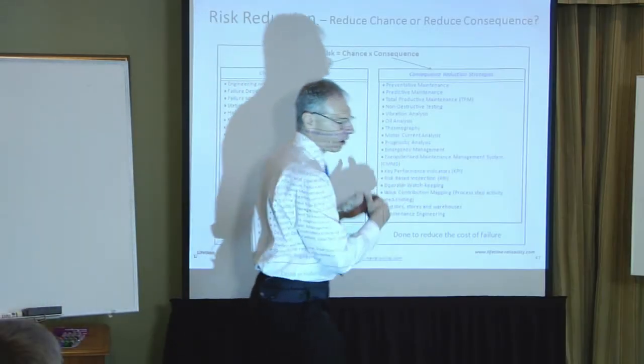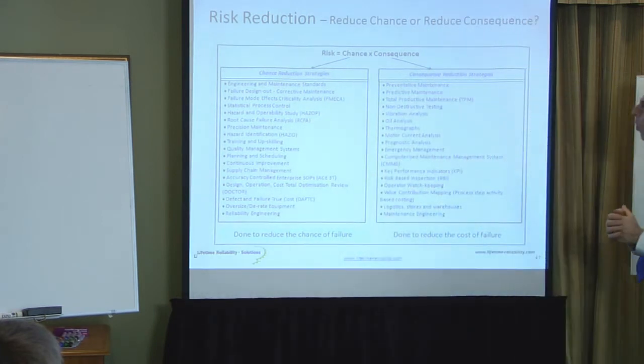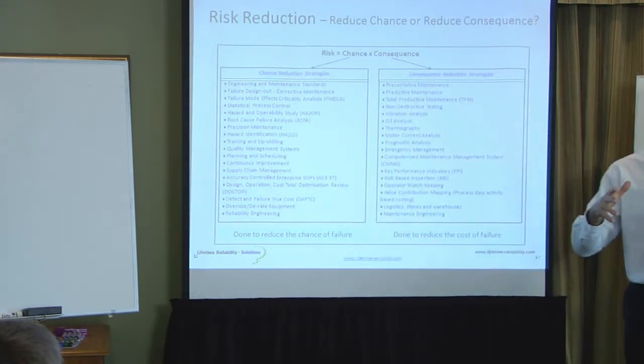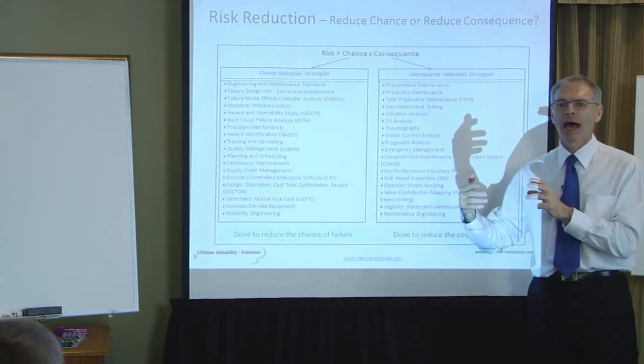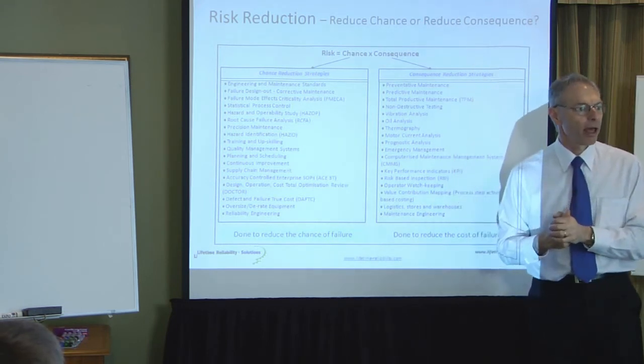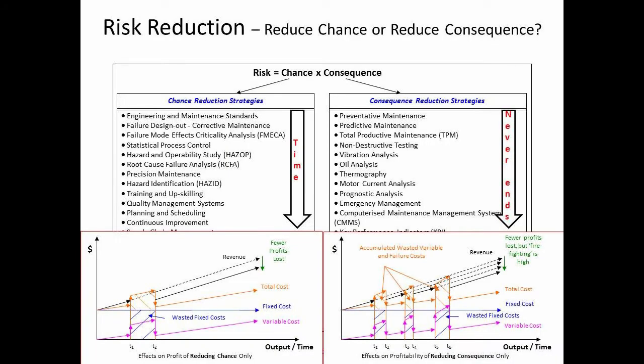So this box here on this side is all about finding an issue before it becomes a serious consequence, addressing it as a planned action. So I'm not stopping a failure. I am reducing the consequence of that failure. This one over here on the other side is different.